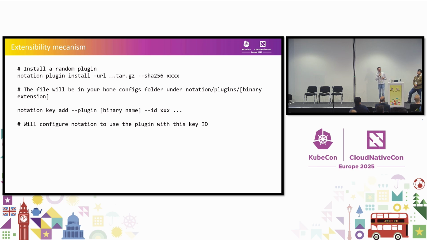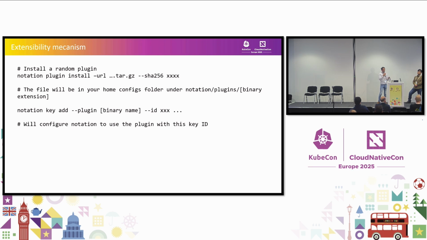So another big interest of Notary, and notation CLI especially, is the fact it's a tool that is very light in dependencies. We'll see that later. But also something very extensible. That means anyone can easily create an extension for their need. And installing an extension for notation is as simple as running notation plugin install. You provide a URL with a zip or TGZ. Recommended, you put a SHA to verify the artifact, and then Notation will install the binary in a folder.